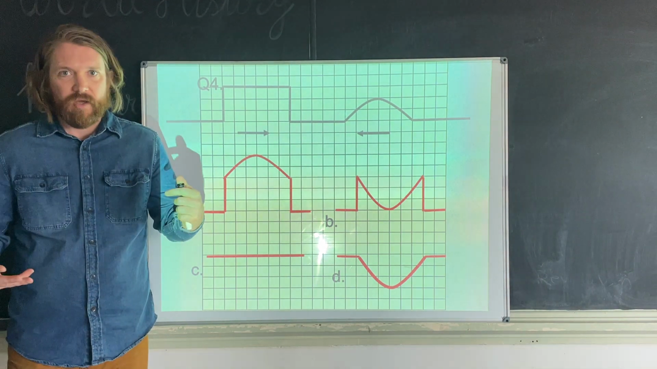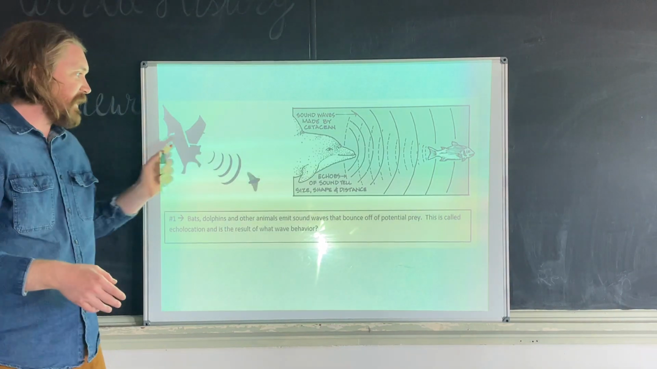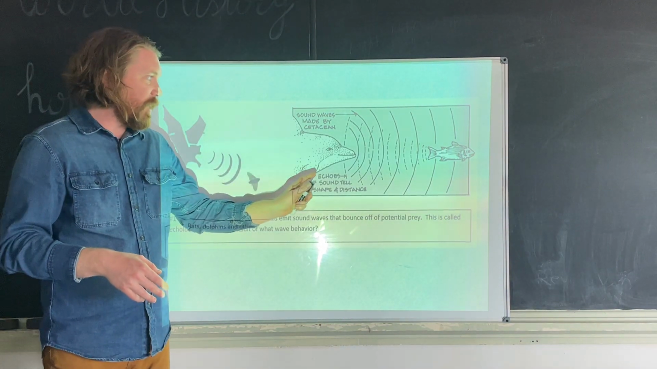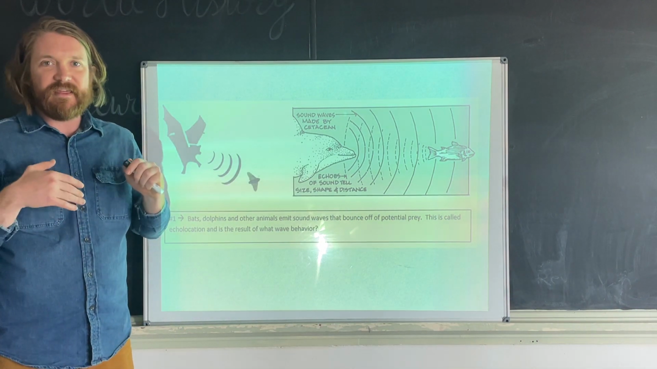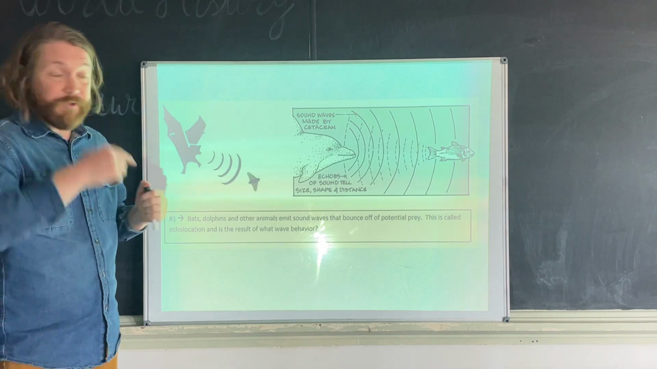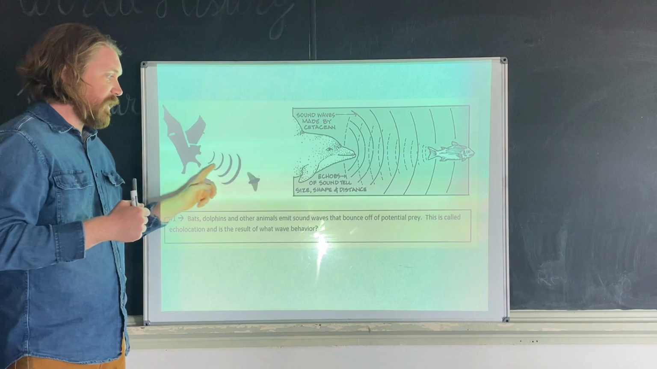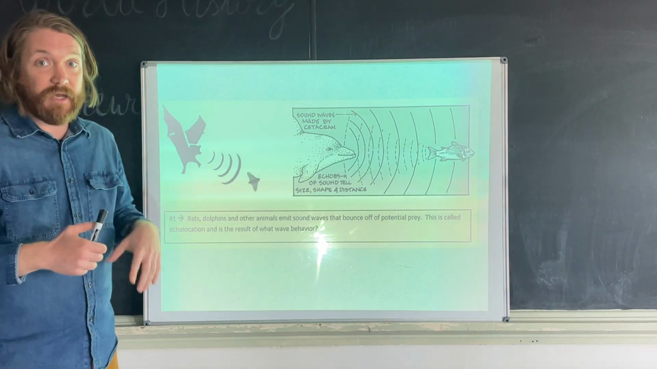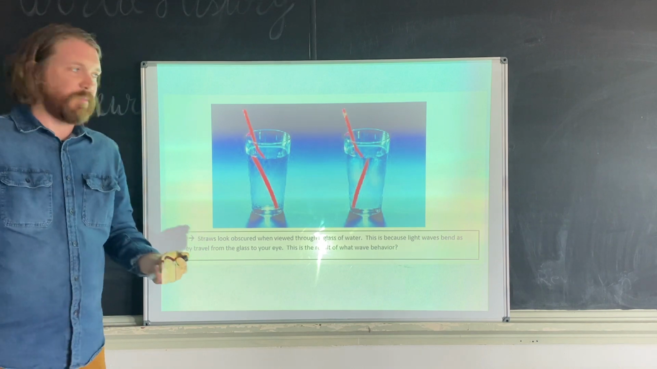Now, just to go over a couple examples real fast. Here we see a bat and a dolphin using sound waves to locate their prey. This is an example of, very good, this is reflection. The waves are hitting something and bouncing back, in this case sound waves. What about this? What is this an example of?